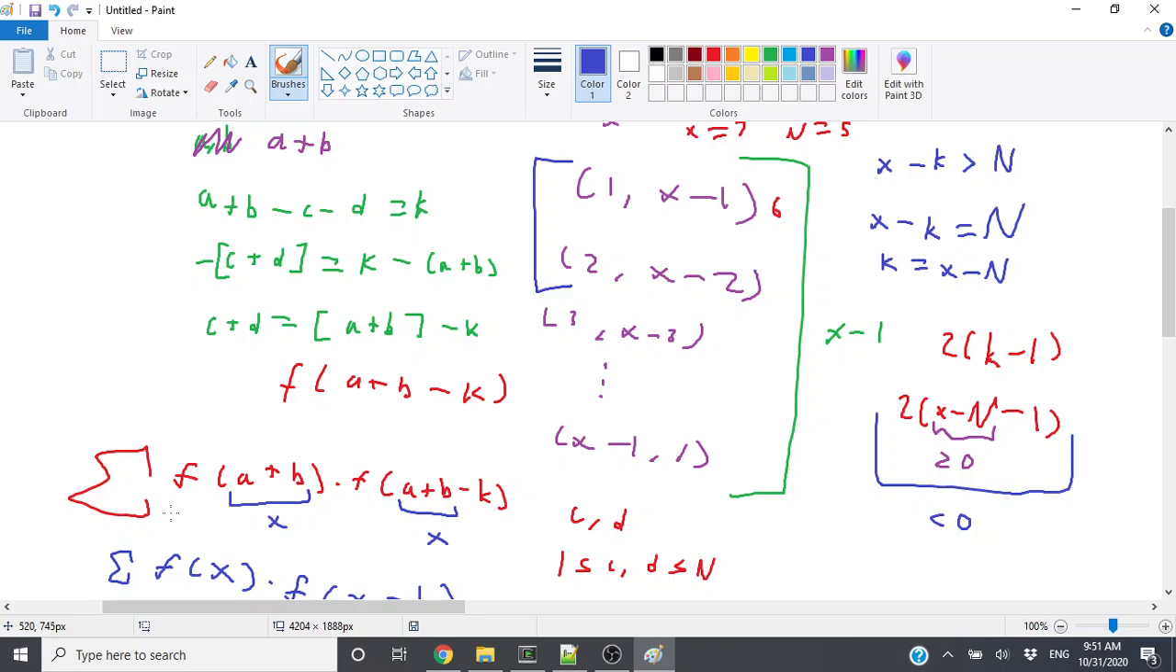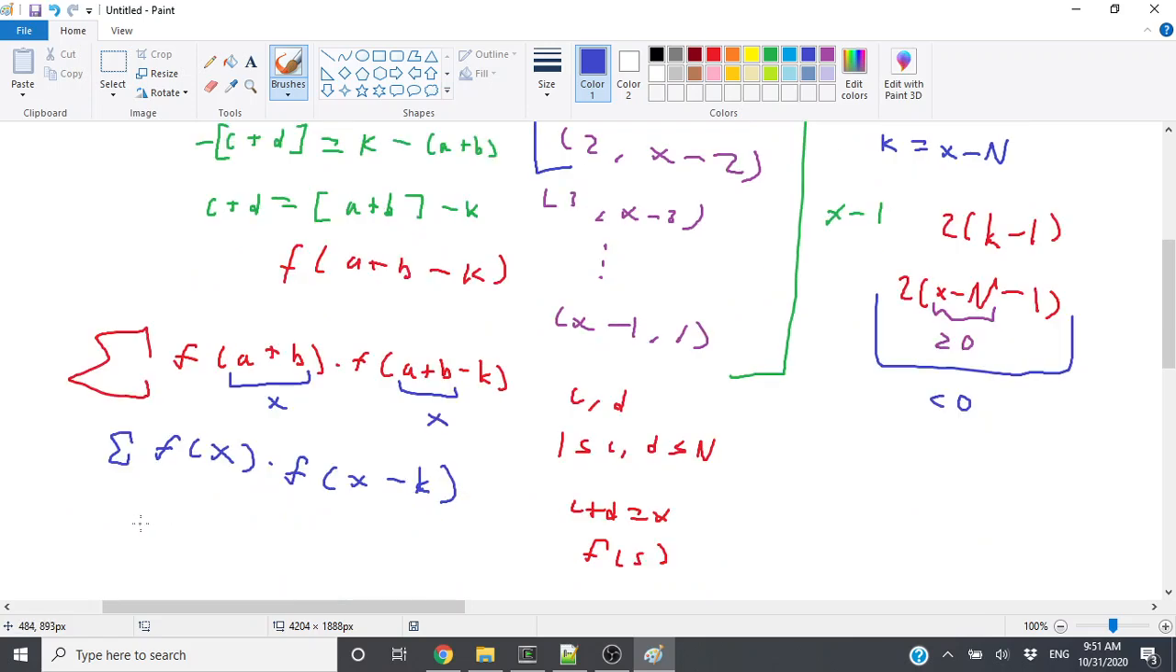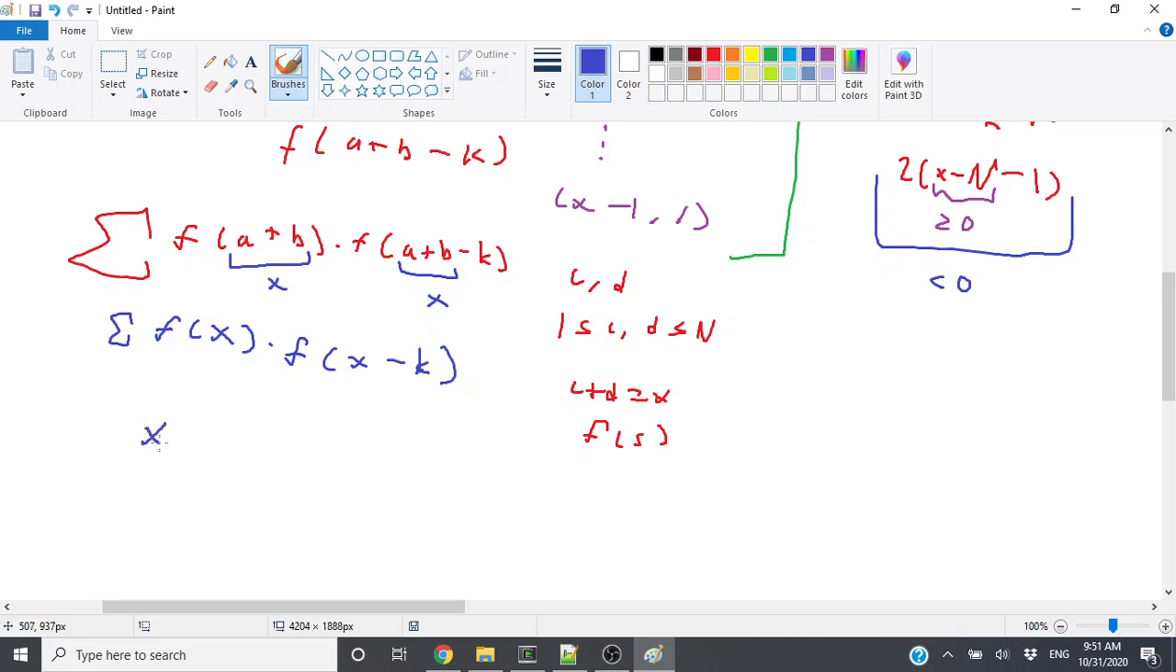So yeah, that just works. And if you were to verify that this is correct, the total sum of this is x minus x minus k, which is just k, so it works. But yeah, this is the final answer, okay.